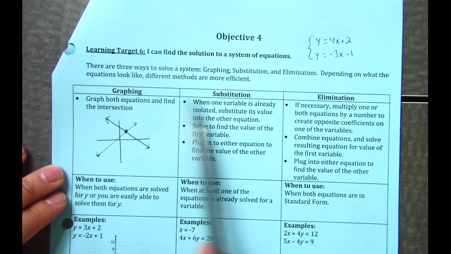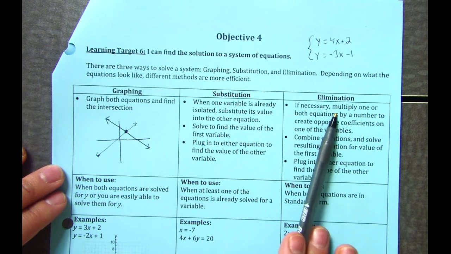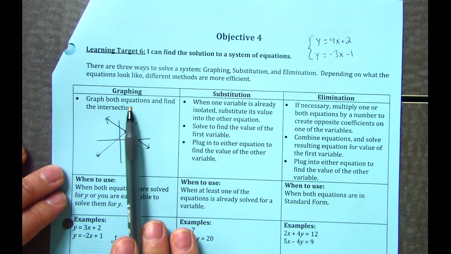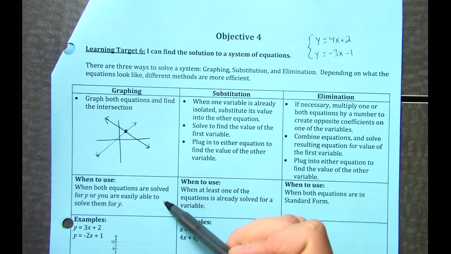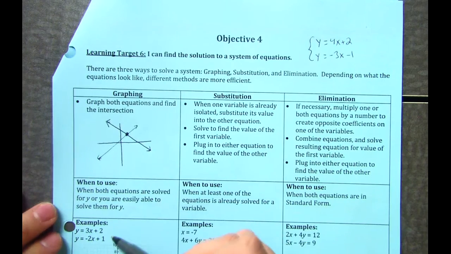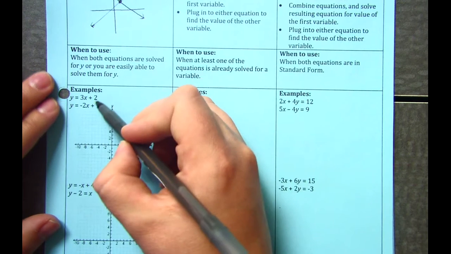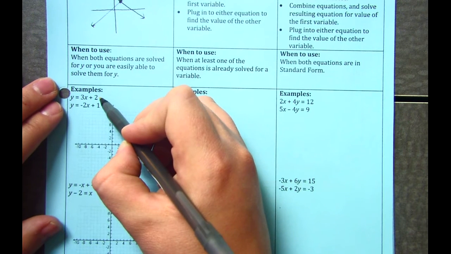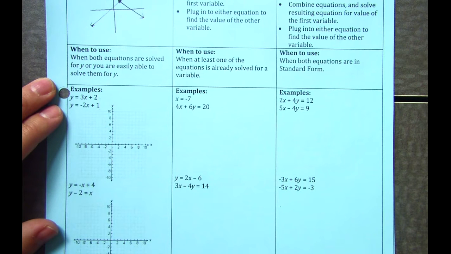There's graphing, there's substitution, there's elimination, and we're going to talk about these in the next couple weeks. Graphing is the first one we're going to talk about, and graphing is most useful when both equations are solved for y, or you are easily able to solve them for y. So for example, we'll do these two examples. This first one, here's our system: y equals 3x plus 2, and y equals negative 2x plus 1.